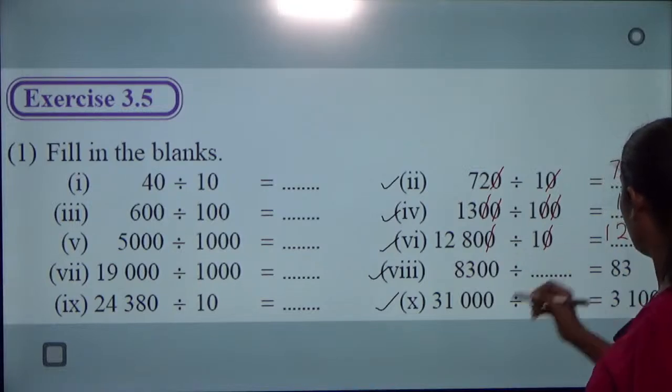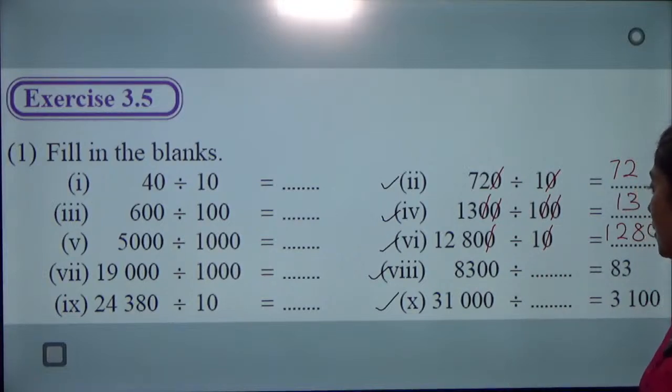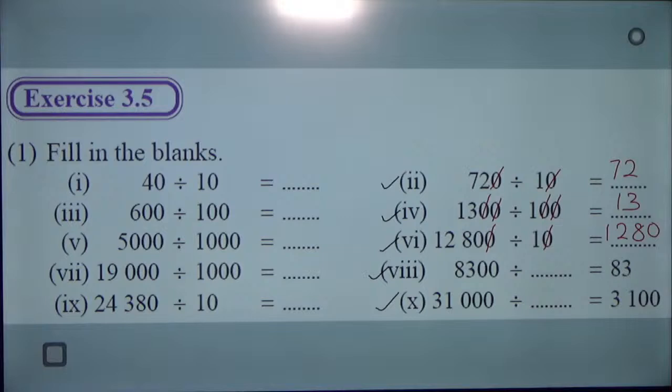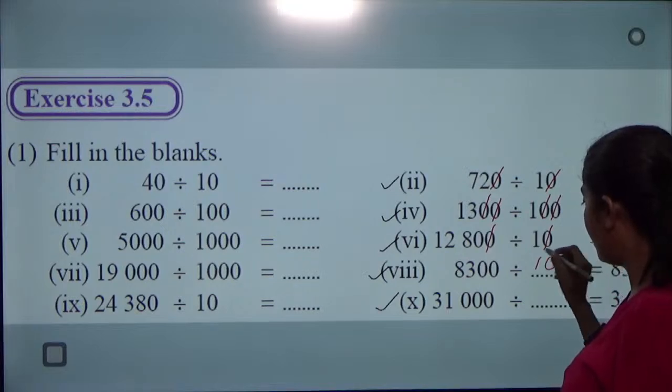1280. Then you have to complete the value which you have divided. 8300, the answer should be 83. That means these two zeros have been removed, no? Then the answer should be 100.